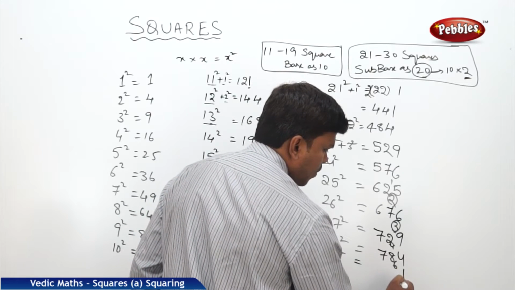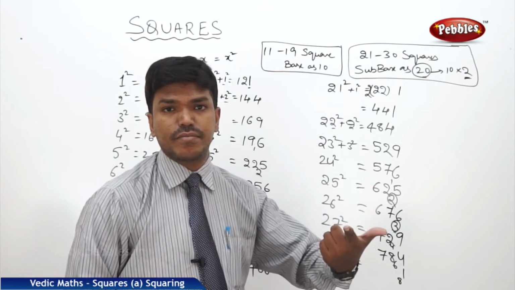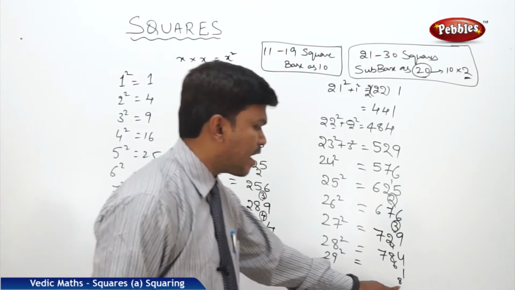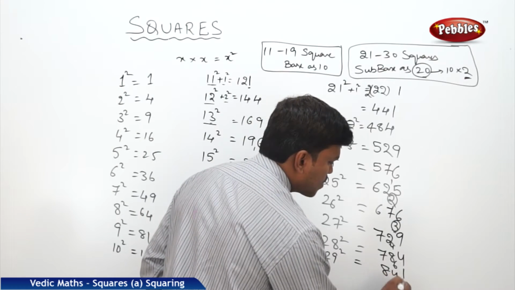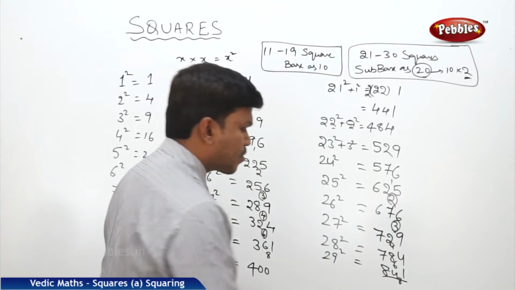29 square. 9 square is 81. Drop 1, carry 8. 29 plus 9, 38. 38 double, 76. 76 plus 8, 84. So answer is 841. Now anyway, 30 square everybody knows. So what is 30 square?